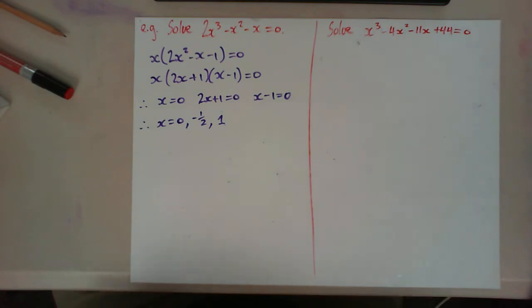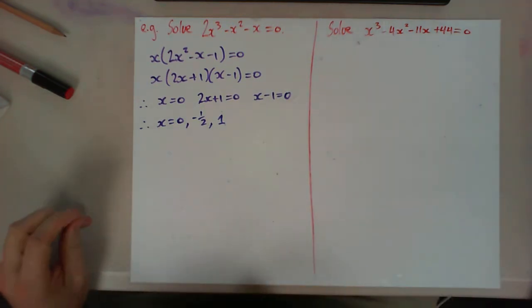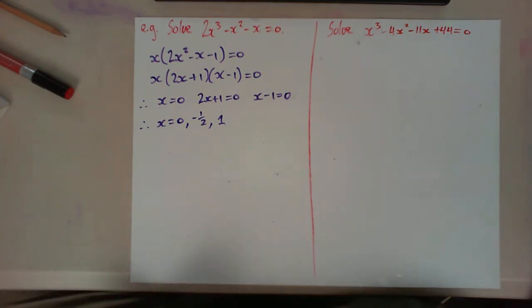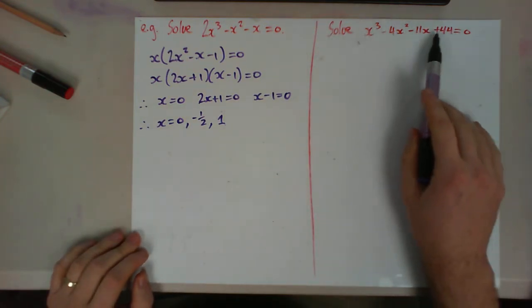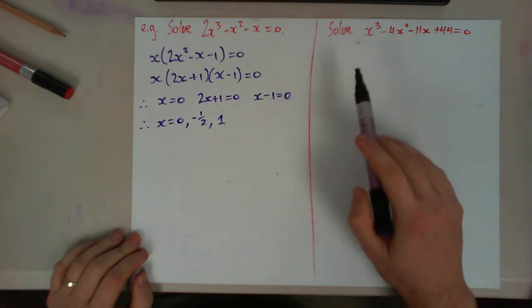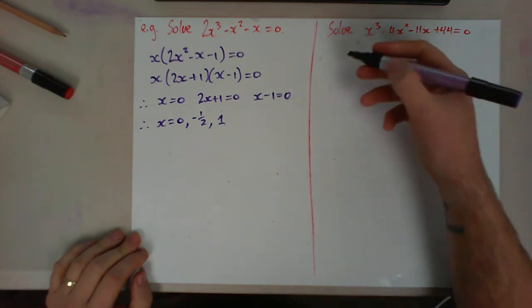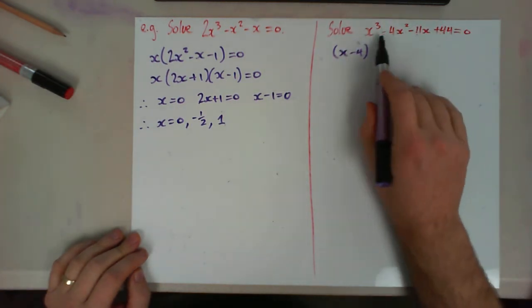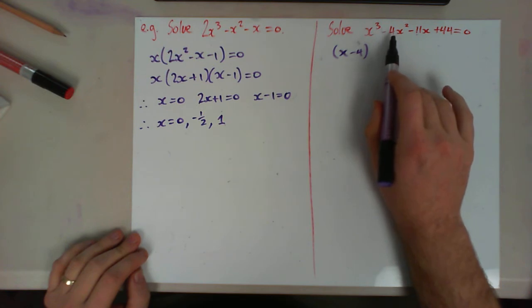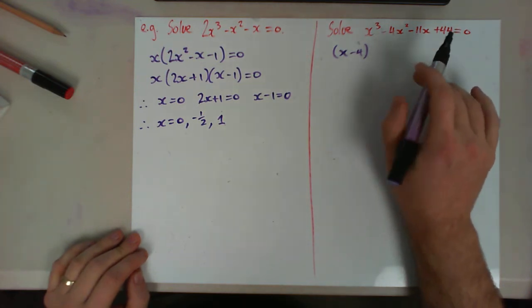For the next one, we've got x³ − 4x² − 11x + 44. We haven't seen it for a while, but we can factorize this one without using division of polynomials, and we can do it via grouping. That's where we look for a group that can occur here and here. We look here, and we can see that we can take out x² as a common factor.